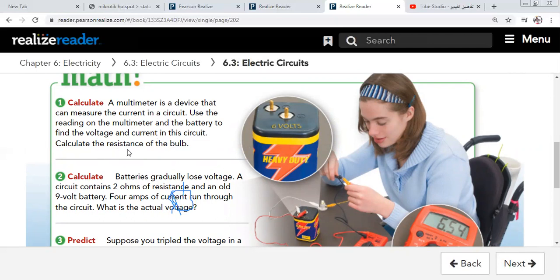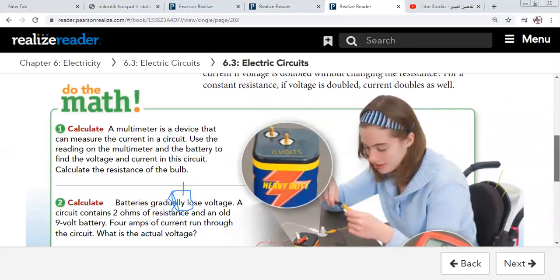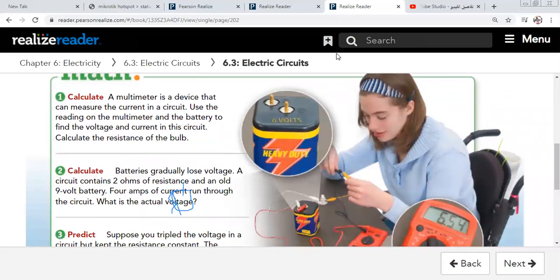Remember what is the equation that you use to calculate the resistance. The equation: resistance equals voltage divided by current. So we will make a division, voltage divided by current. The voltage equals 6.